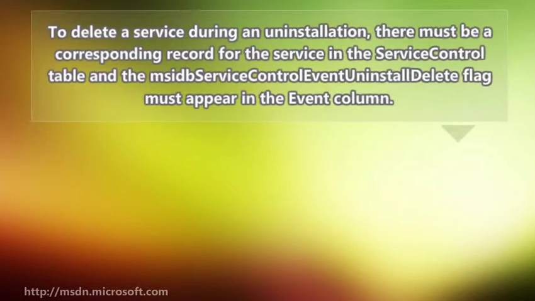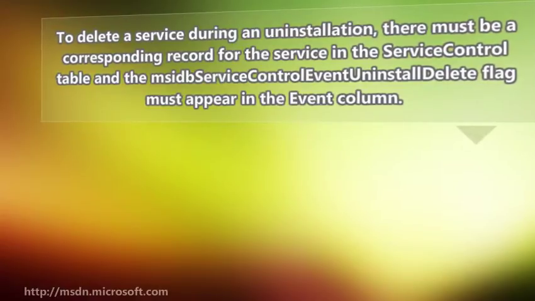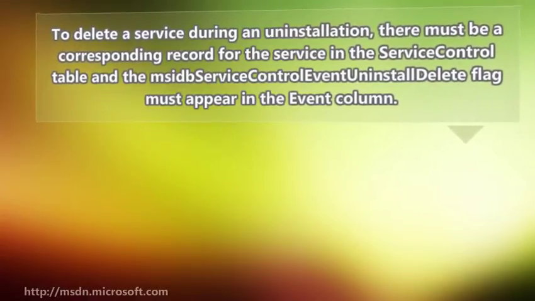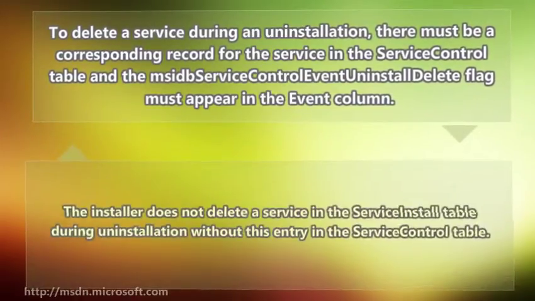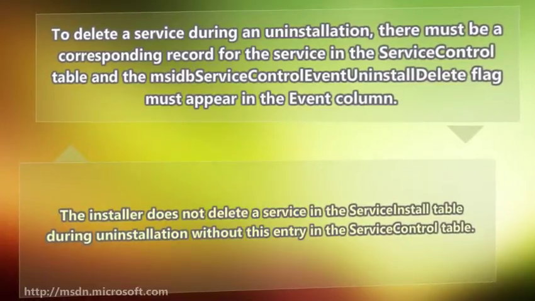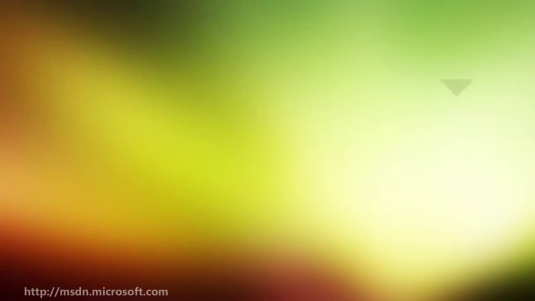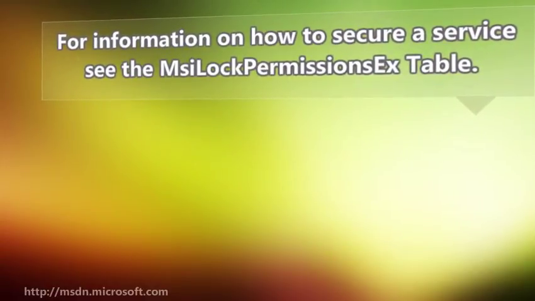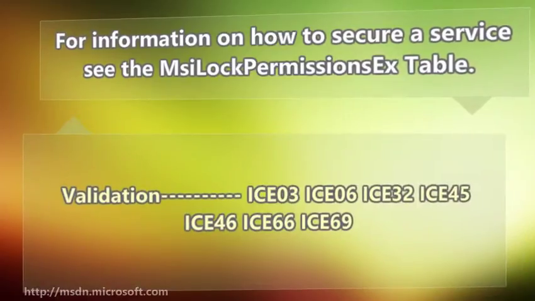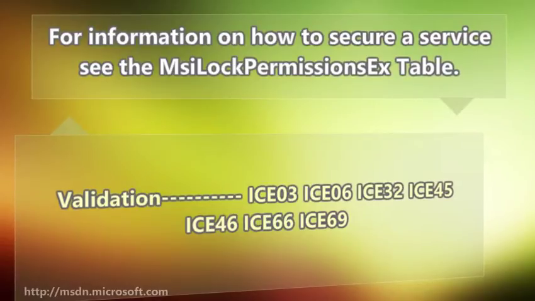To delete a service during an uninstallation, there must be a corresponding record for the service in the ServiceControl table, and the msidbServiceControlEventUninstallDelete flag must appear in the Event column. The installer does not delete a service in the ServiceInstall table during uninstallation without this entry in the ServiceControl table. For information on how to secure a service, see the MsiLockPermissionsEx table. Validation: ICE03, ICE06, ICE32, ICE45, ICE46, ICE66, ICE69.